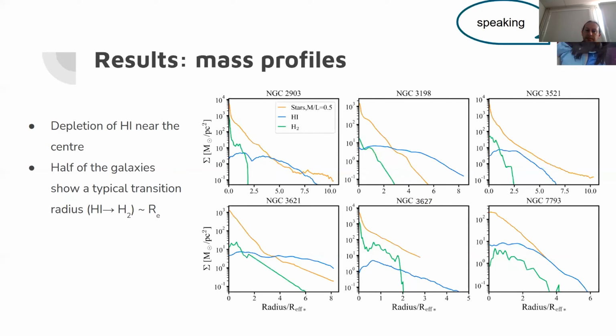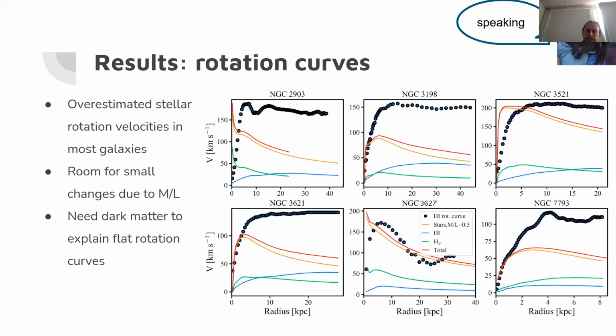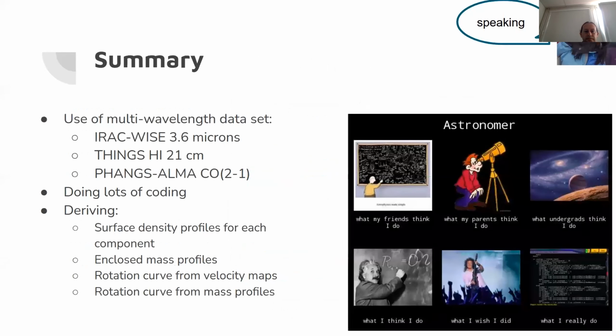whereas there is no such transition in 7793. In the next plot, we show the velocity profiles we derived from different tracers. The legend is at the bottom middle plot. Velocity traced by the HI moment map shows a similar trend for most galaxies, rising steeply at first and then flattening towards the outskirts, except for 3627, where we see a declining rotation curve. For 3627 and 7793, we also observe that the H2 traced velocity is larger than that of HI throughout the whole galaxy. The last slide is just a summary of our talk, and thank you very much for listening.